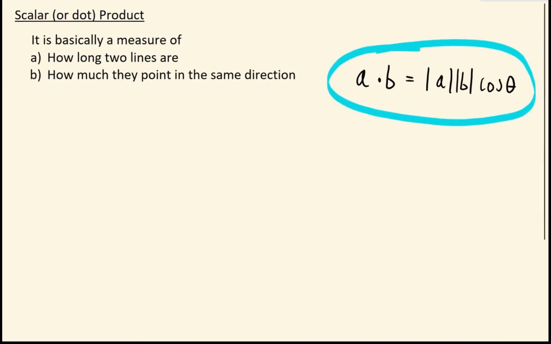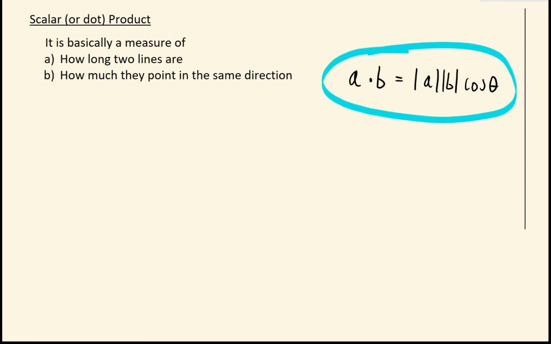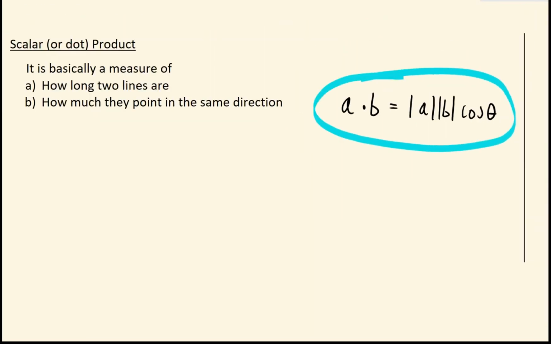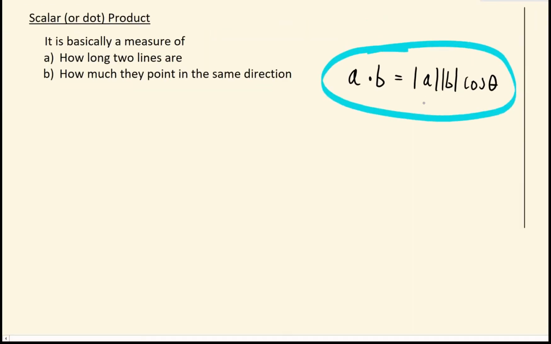Okay, a couple more things to do and to learn. We have the scalar or dot product. It's basically a measure of how long the 2 lines are and how much they point in the same direction. Its interpretation is kind of hard to do, but regardless, it is really useful. Okay, we have this equation which defines it. So it's a measure of how long the 2 lines are.